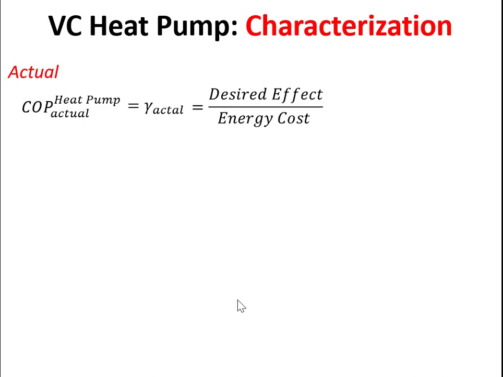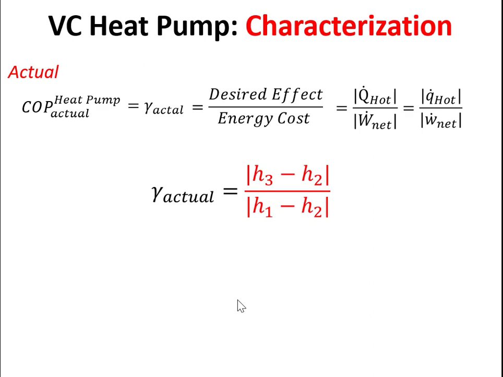But it looks a little bit different than it did for heat engines, because here our desired energy effect is heat transfer, in particular the heat that we're transferring on the hot side, and our energy cost is our net work. So if you've ever used a refrigerator, an air conditioner, or a heat pump, you have to plug them in because you're running some kind of a compressor, so they all consume power. In this case, our actual coefficient of performance is given by this equation, where we're looking at delta H over delta H, and we have particular states that are important.